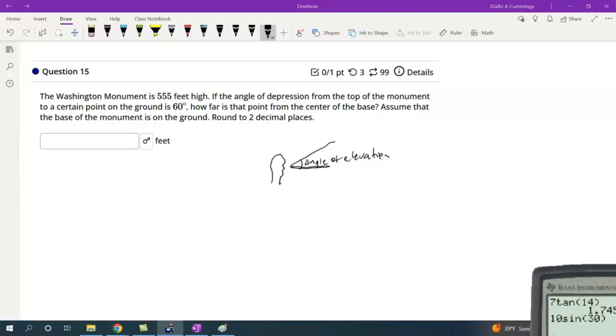For an angle of depression, that same individual would have a horizontal line of sight. And from that horizontal line of sight, if you look down, this is the angle of depression. All right, so no matter if it's an angle of elevation or an angle of depression, each must have the exact same horizontal line of sight.